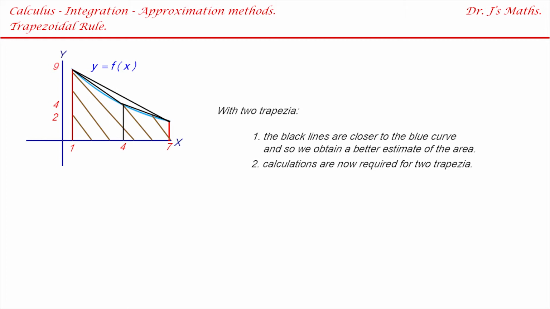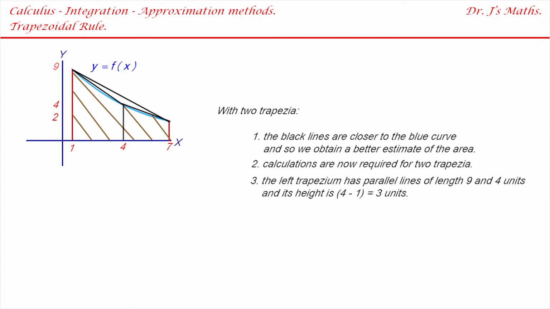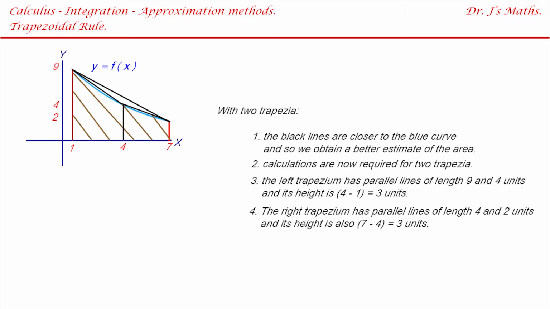So we've got that, and the left-hand trapezium has now parallel sides of 9 and 4 units, and the height is 3, 4 minus 1, and the right-hand trapezium has parallel sides of length 4 and 2. So we substitute into our basic formula separately for the two trapezia, and we can say it's 9 plus 4 divided by 2 to average them, and then times the distance between, which is 3, and then plus 4 plus 2, the sum of the parallel sides for the right-hand trapezium, over 2 times 3. Simplify that in the calculator, 28.5 units squared.